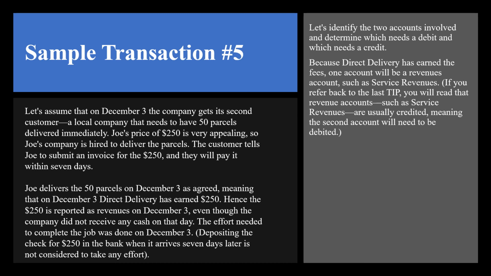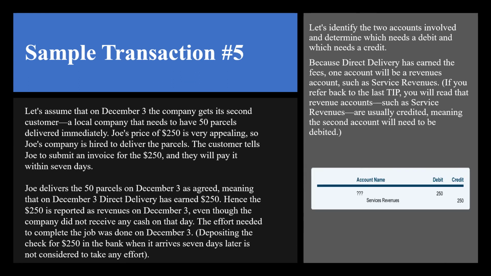Because direct delivery has earned the fees, one account will be a revenues account, such as service revenues. If you refer back to the last tip, you will read that revenue accounts, such as service revenues, are usually credited, meaning the second account will need to be debited. In the general journal format, here's what we have identified so far.